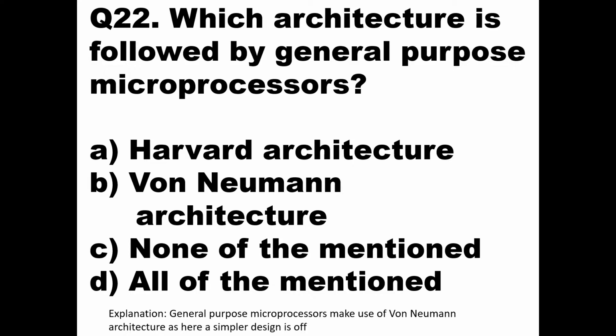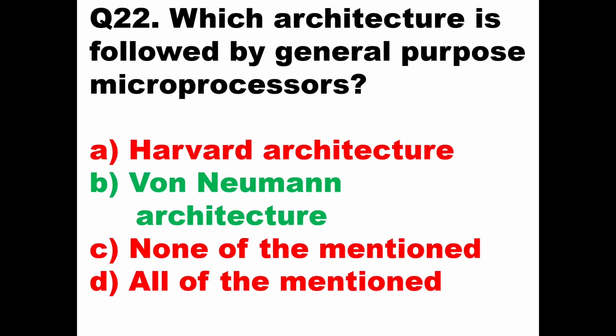Which architecture is followed by general purpose microprocessors? Here the options are Harvard architecture, von Neumann architecture, none of the mentioned and all of the mentioned. Out of the two architectures, the answer here is von Neumann architecture, because all the general purpose microprocessors use von Neumann architecture because it is simpler in design.